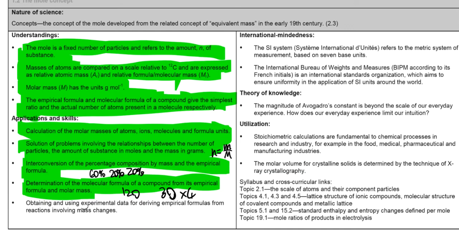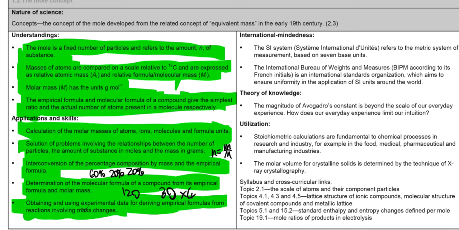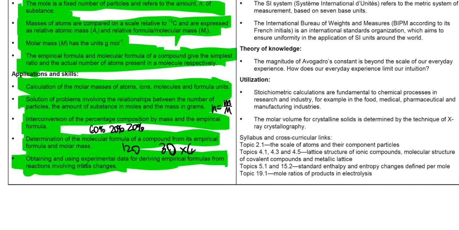Obtaining and using experimental data for deriving experimental formulas involving mass changes. When you look at a mass change, you can see if you have a reaction occurring and, say, you have 6 grams lost, and you know that's relevant to the carbon, you could deduce the amount of carbon in a molecule. Once you solve for one atom, you can go for the other atom, and so on. You can work your way through until you deduce the entire molecular formula.